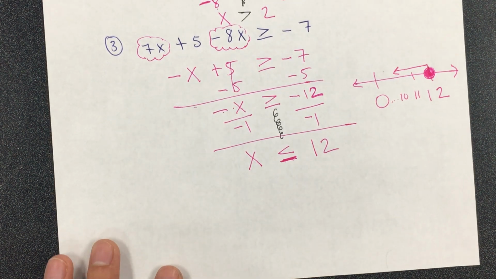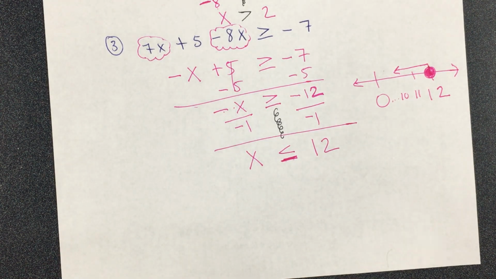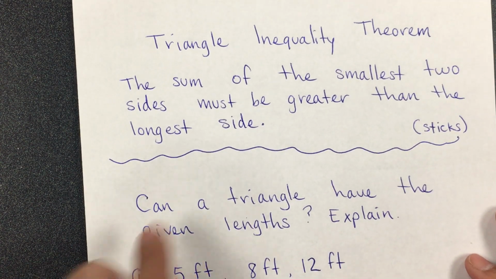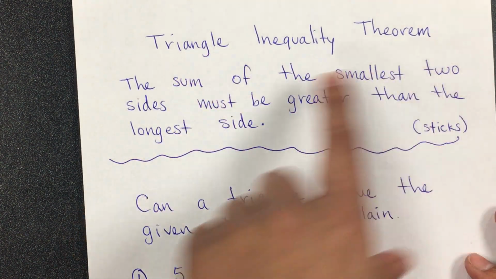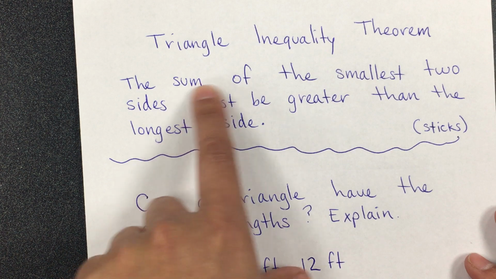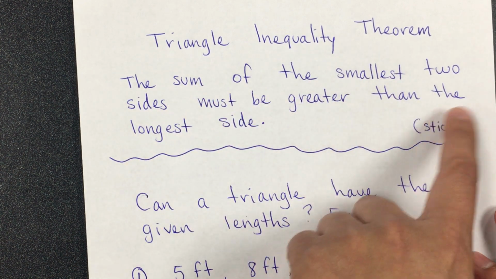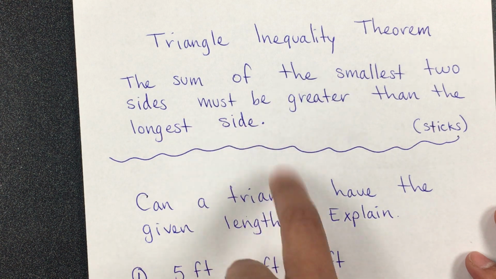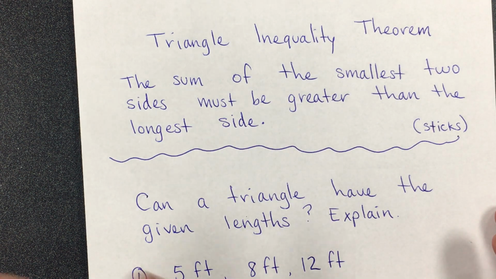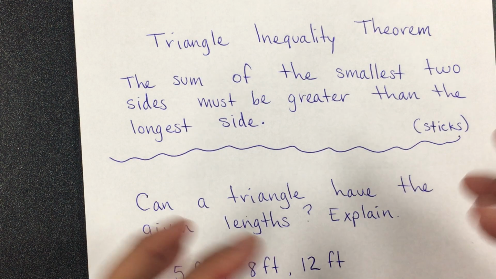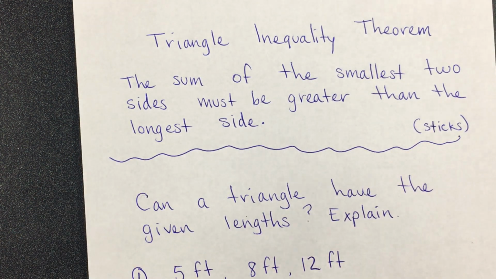Okay, now that we have that, let's go to the main lesson. So you're going to write this. It says triangle inequality theorem. The sum of the smallest two sides must be greater than the longest side. So let me show you some sticks that I used in class that will help.